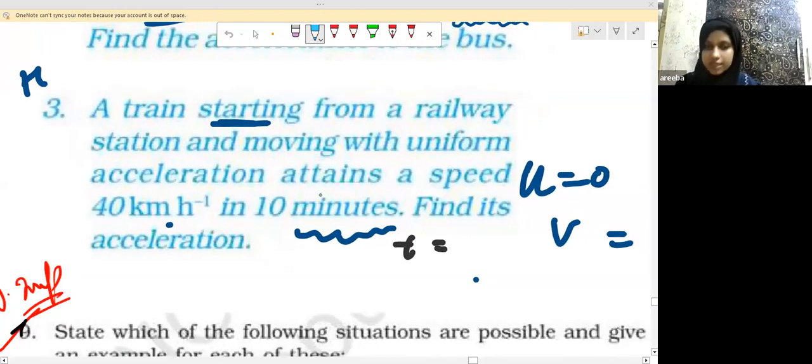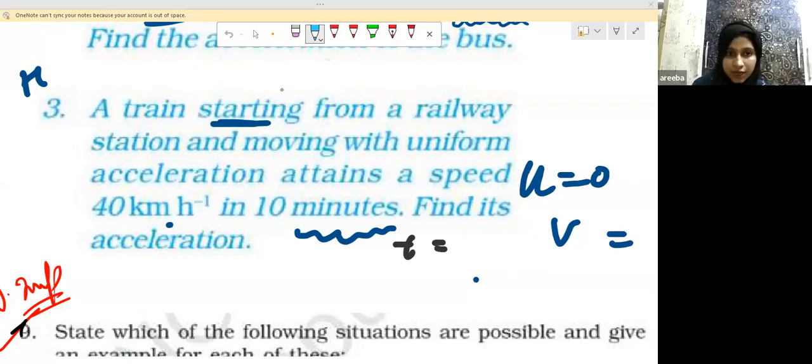Okay, bache? V is 0. I mean V is 40. U is 0. That means acceleration is taking place because the speed is increasing with time, right? And I guess the time will become 1/6, because 10/60, right? Yes, Umaima?